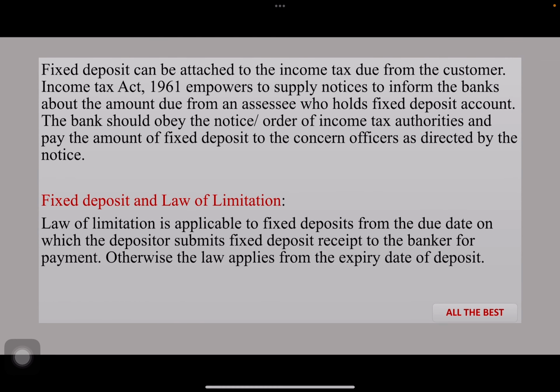Fixed deposit can be attached to the income tax due from the customer. The Income Tax Act 1961 empowers the authorities to supply notices to inform the banks about the amount due from the assessee who holds a fixed deposit account. The bank should obey the notice or order of the income tax authorities and pay the amount of the fixed deposit to the concerned officers as directed by the notice.